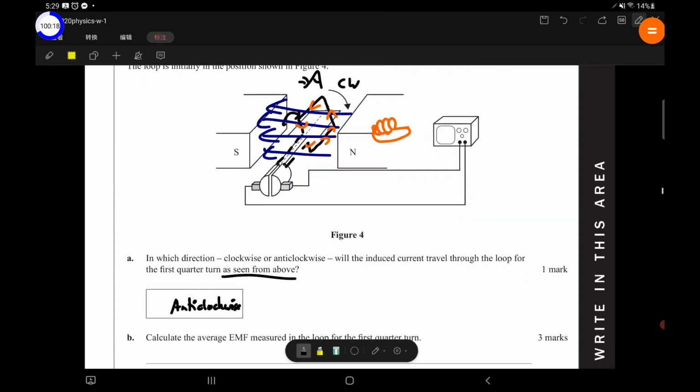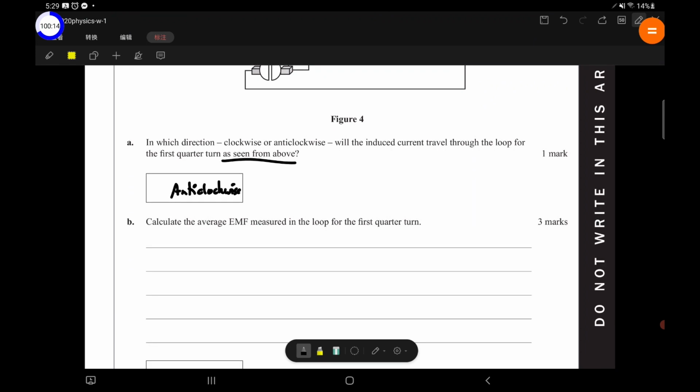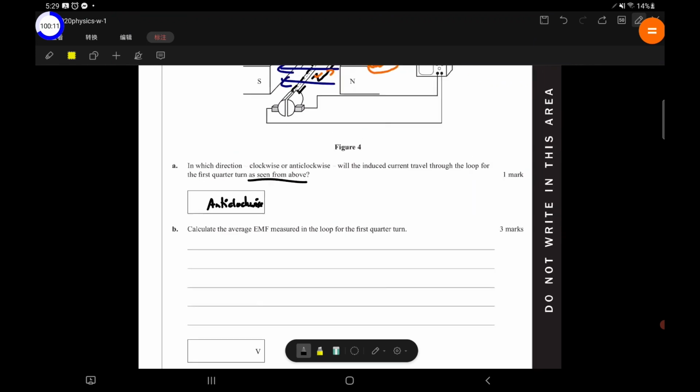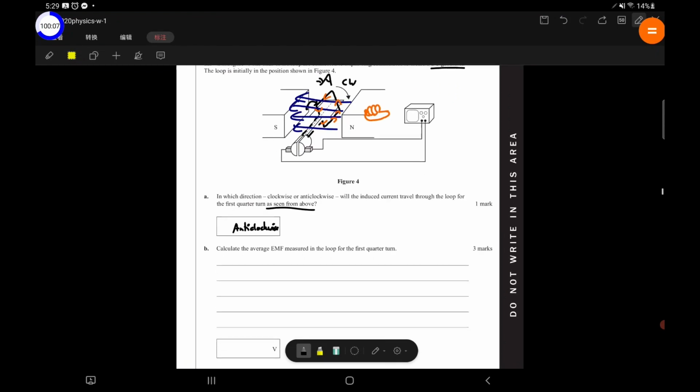All right, so let's now move on. Determine the average EMF measured in the loop for the first quarter turn. We will have an EMF. So this key term should remind you of Lenz's law. That's why everything in this question is based on Lenz's law. EMF, Lenz's law, those two keywords go together.